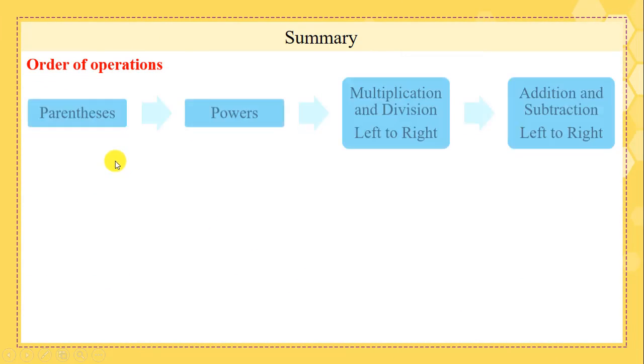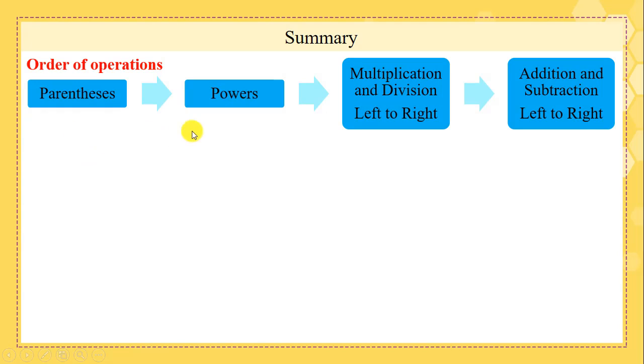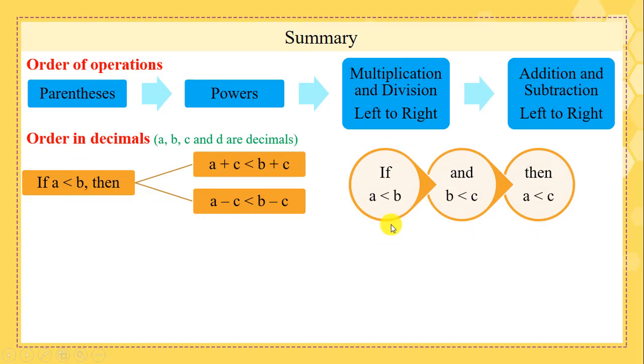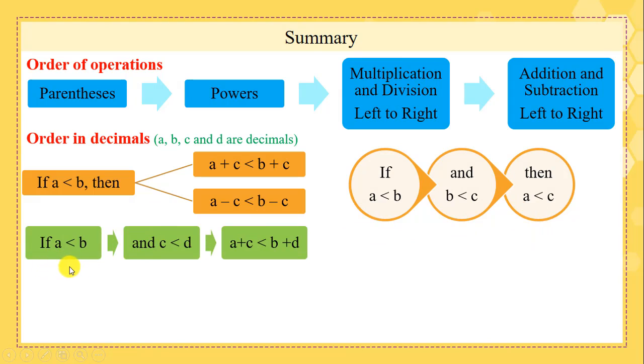Summary. Order of operations: parentheses, powers, multiplication and division from left to right, addition and subtraction from left to right. Order in decimals. If a less than b, then a plus c less than b plus c, and a minus c less than b minus c. If a less than b and b less than c, then a less than c. Then if a less than b and c less than d, then a plus c less than b plus d.